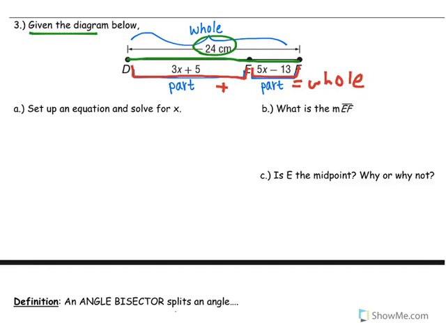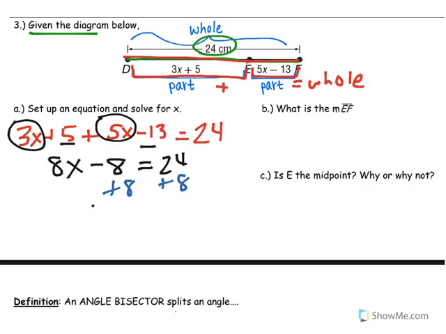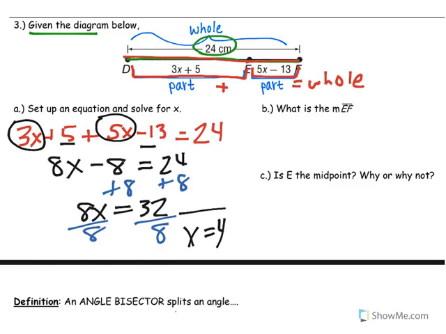So let's do that. Part A says set up an equation and solve for x. I can take 3x plus 5, that's DE, and add it to 5x minus 13, that's EF, and it's going to equal 24. So at this point I can just combine like terms and solve for x. So I get 8x, and then a positive 5 minus 13 there is a minus 8 equals 24. I'm going to add 8 to both sides, and that gets me 8x equals 32. Divide by 8, and we get that x equals 4.